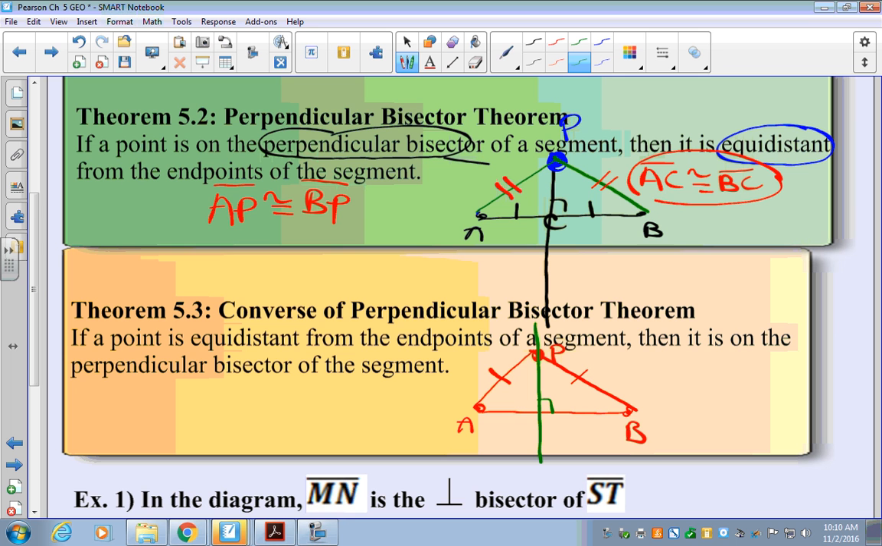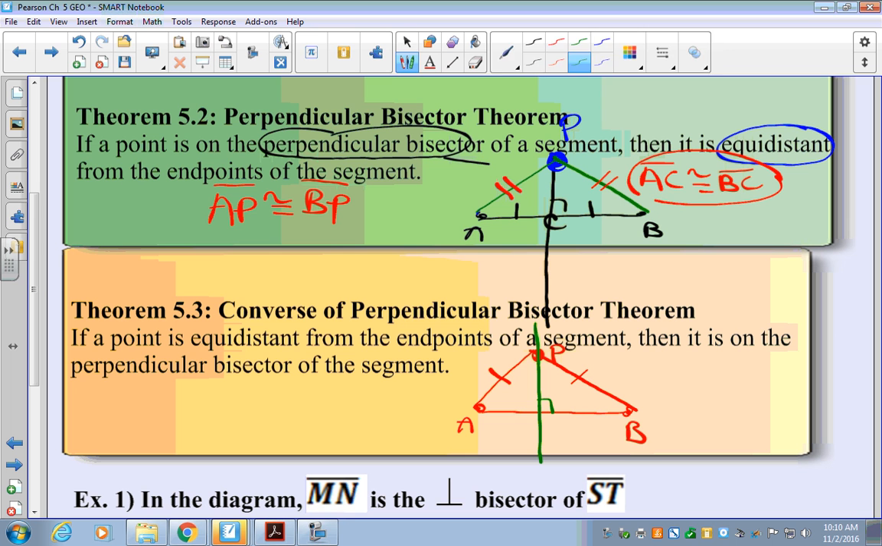So it's the opposite. This one is taking the perpendicular bisector, grabbing that point and saying those line segments are equal. And then this one is saying line segments are equal, so I must be on the perpendicular bisector.